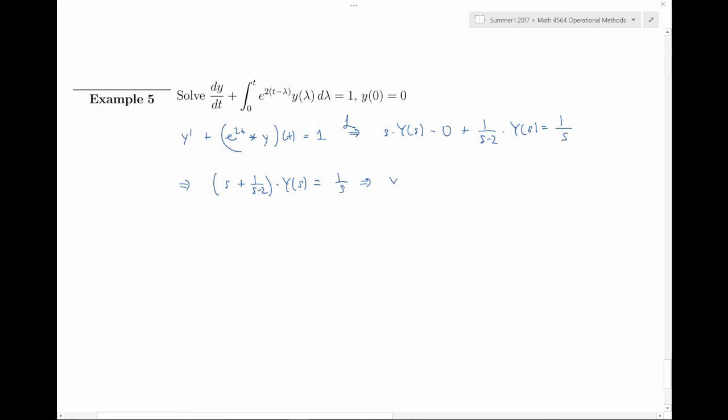And therefore y of s is simply s minus 2 on the top over s times s minus 1 squared. Computing the partial fraction decomposition gives us minus 2 over s plus 2 over s minus 1 plus minus 1 over s minus 1 squared.